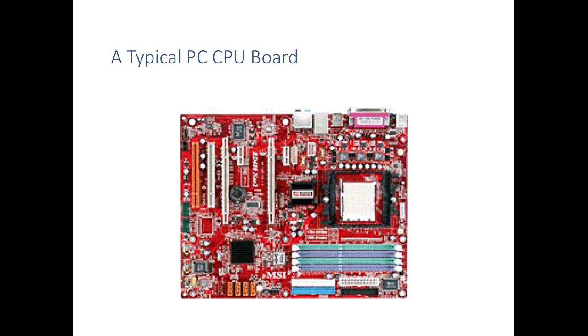This is a typical CPU board, and what you can see down in here are some DIMM slots. This is dual inline memory modules, and these are used to add some memory to the system. Over here we see a central processing unit socket, and there's also some what they call bus slots, and these bus slots have different shapes and sizes to accommodate different types of cards.